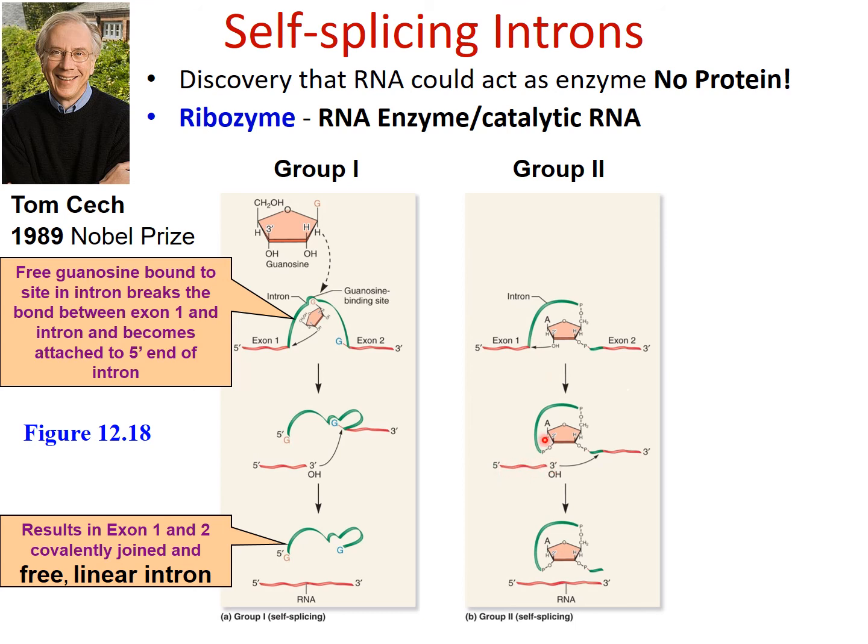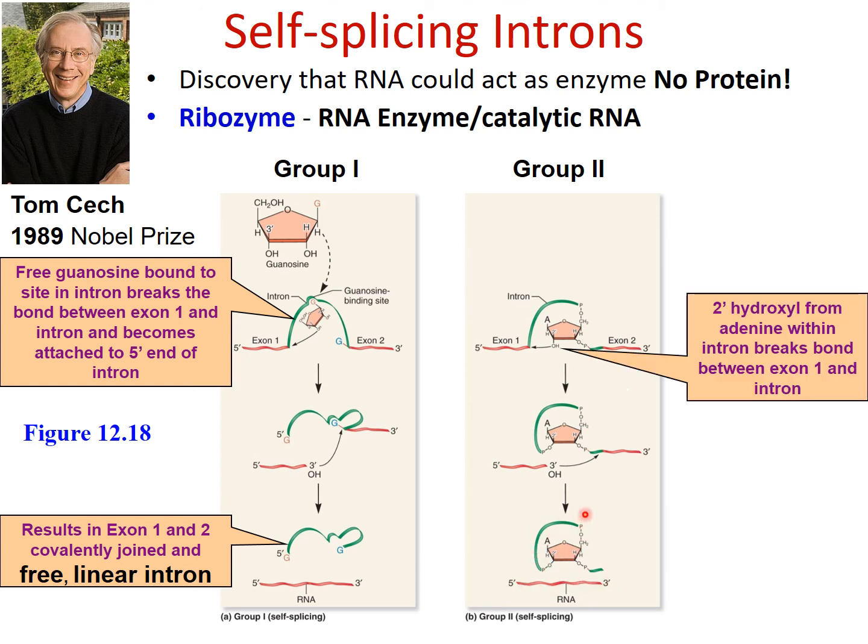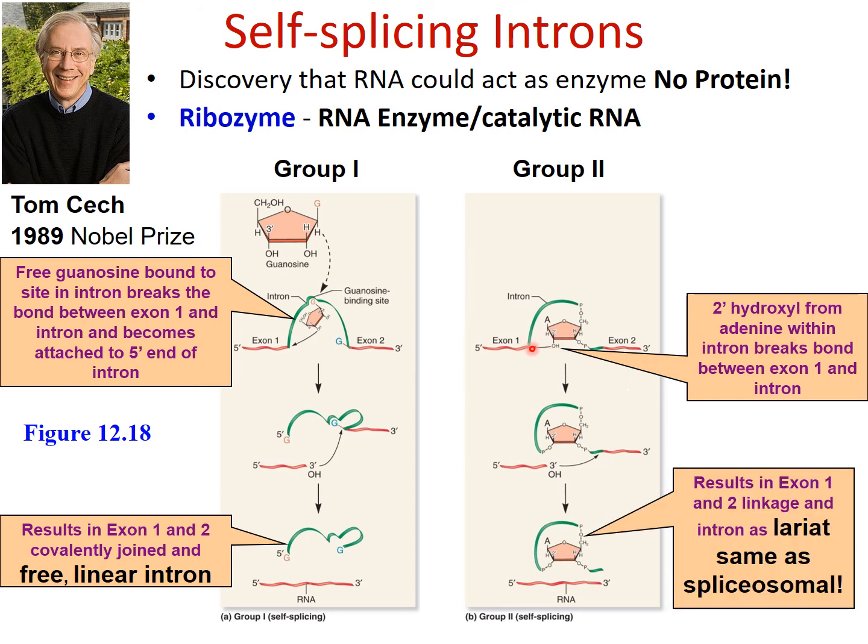Once that happens, exon 1 is now free. It has this 3' hydroxyl group. It will make a nucleophilic attack and join up with the downstream exon, and the intron will be released. So you get the mature messenger RNA and this release of the intron. This is a unique sort of association here. It's actually the 2' hydroxyl in the adenine which is involved in making this attack. But this structure for the intron is a lariat structure, which is the same as the spliceosomal intron.